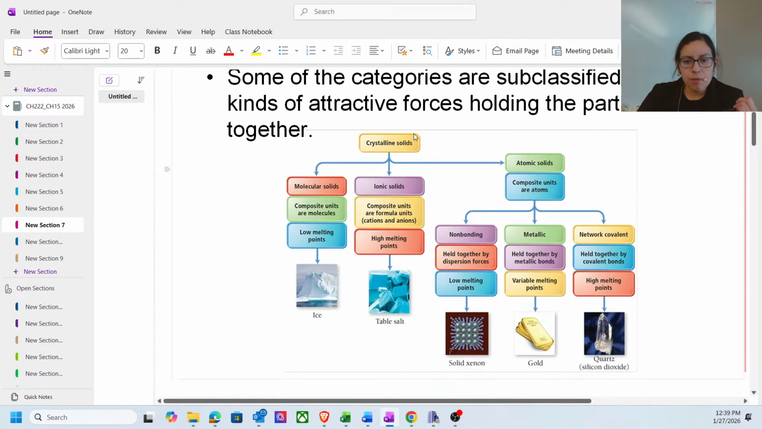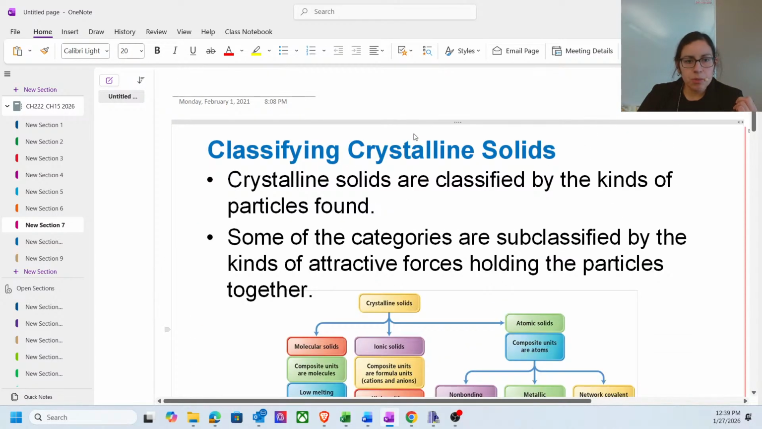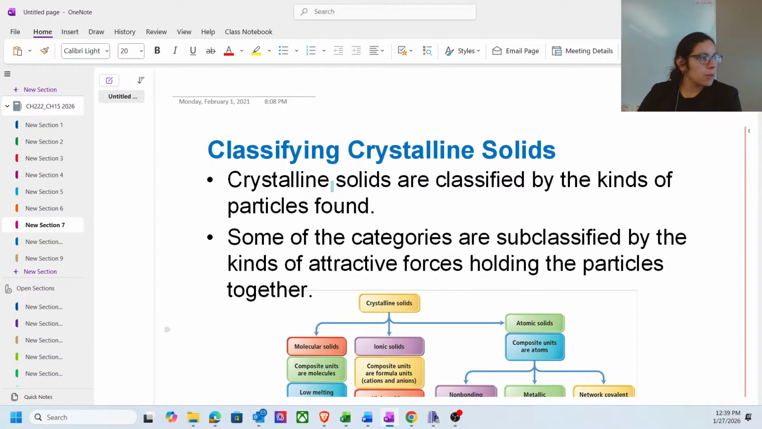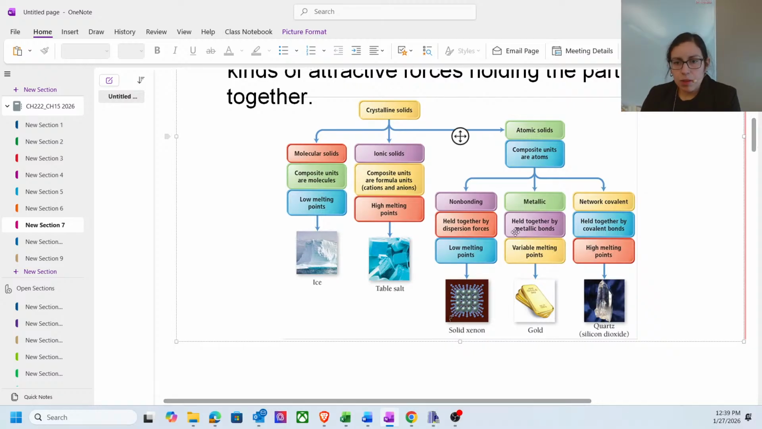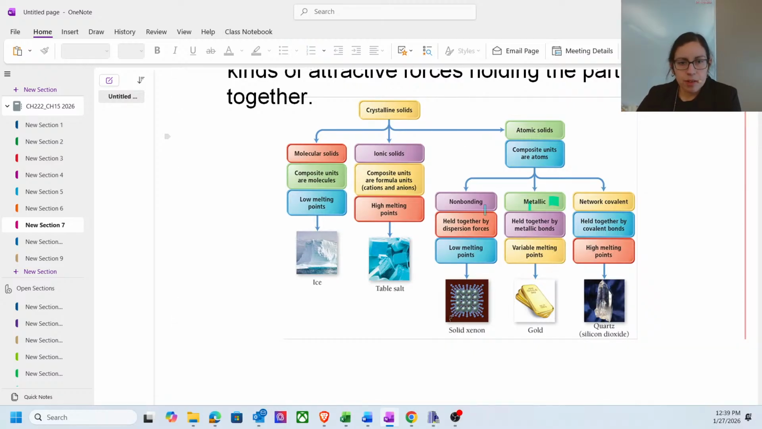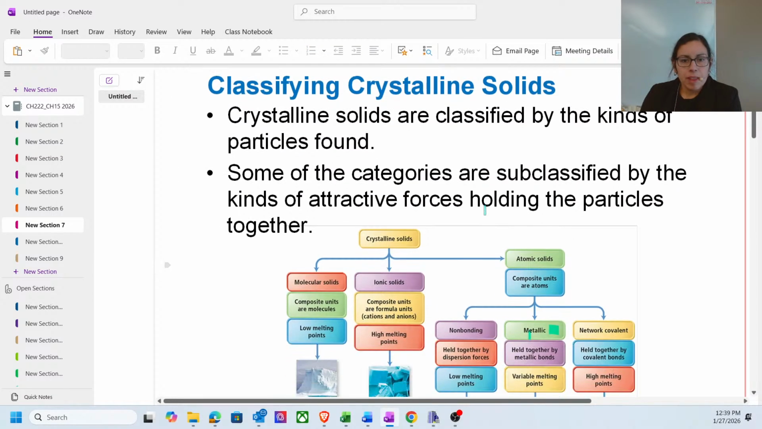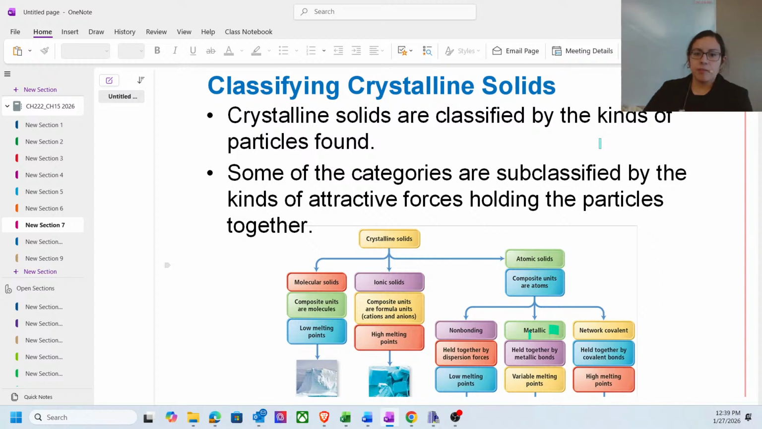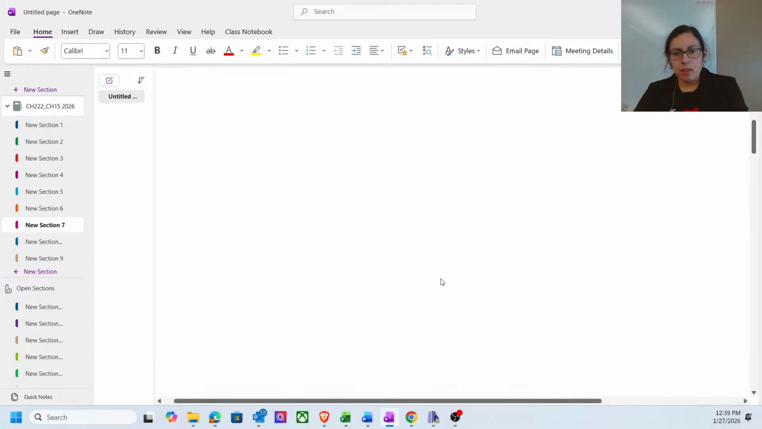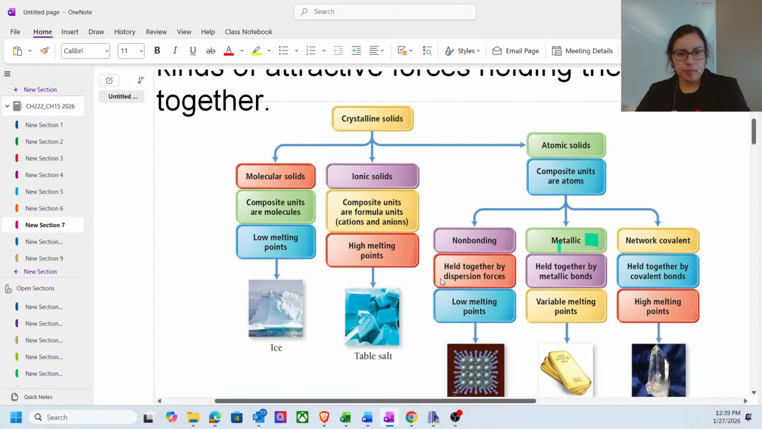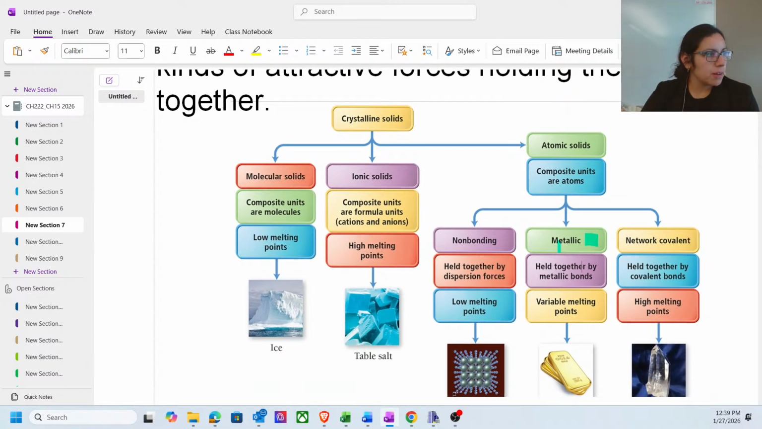All right, we'll see how far we get on this one. And so now we're recapping our crystalline solids, and we can talk about the different types here. Looking at these different solids, they're classified by the types of particles found and then what kind of attractive forces hold them together. So let's look at our different examples here.